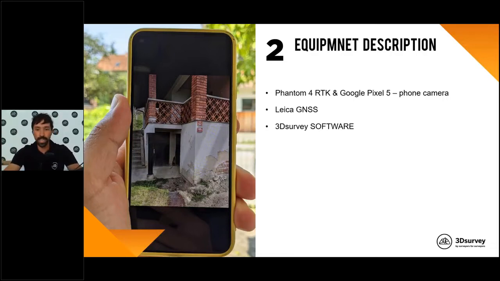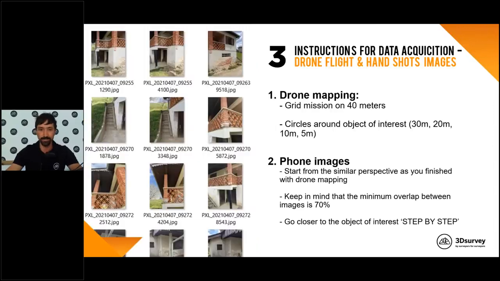Okay, I used the Leica GNSS device to measure single ground control points, and of course 3D survey software for processing. Instructions for data acquisition, really quickly. I already explained in short how it goes. First, I did a drone mapping grid mission at 40 meters, then circles around the objects. I did altogether, I think, 4 circles: 30 meters, 20 meters, 10 meters, 5 meters.